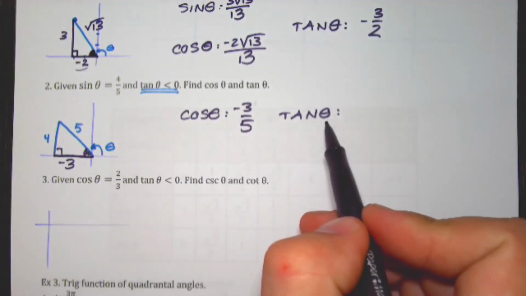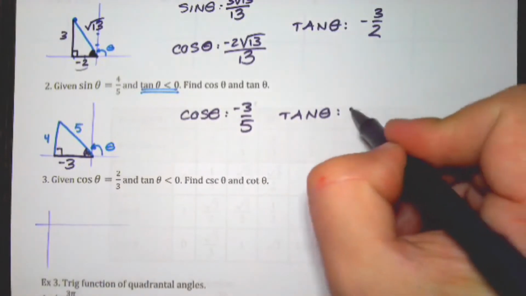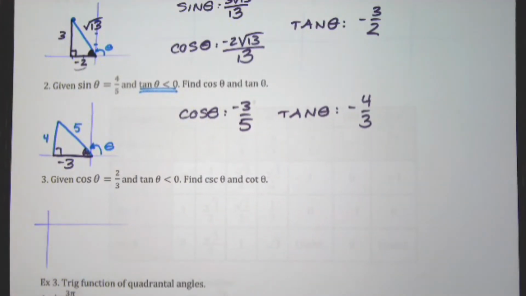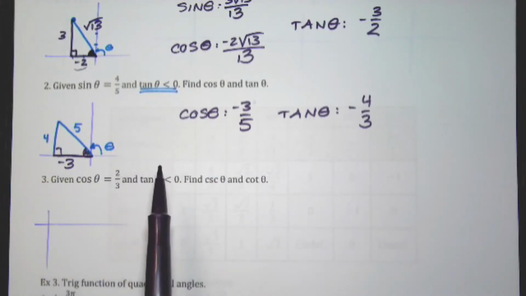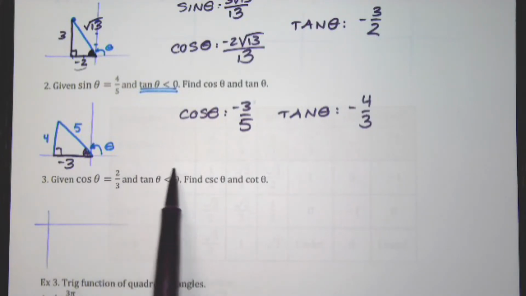And then equally for tangent, instead of being 4/3, we're going to bring that negative with it, so negative 4/3 for tangent. So number 3, extremely similar to number 2. We're given a cosine, so that's our adjacent side over the hypotenuse. We're given the sign of tangent, and we want to find some trig functions from there. So I'm going to have you guys give it a pause and give number 3 a shot.